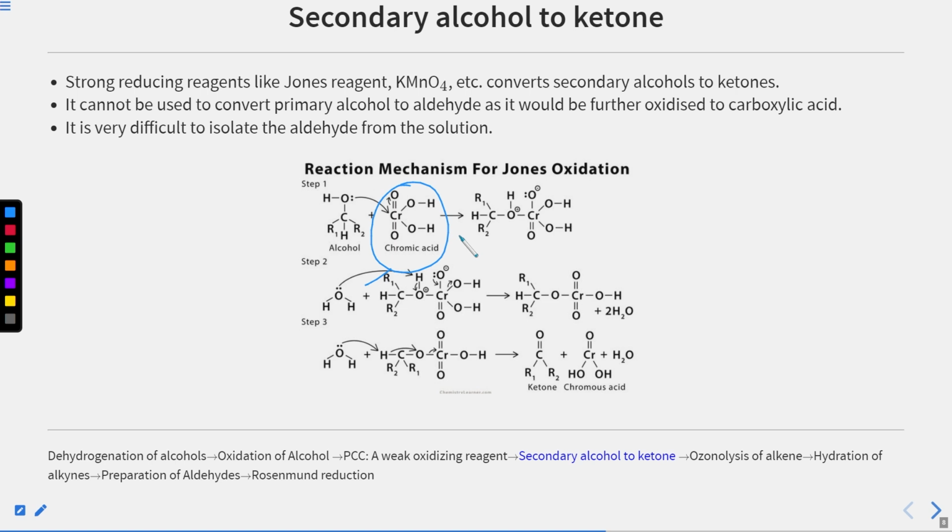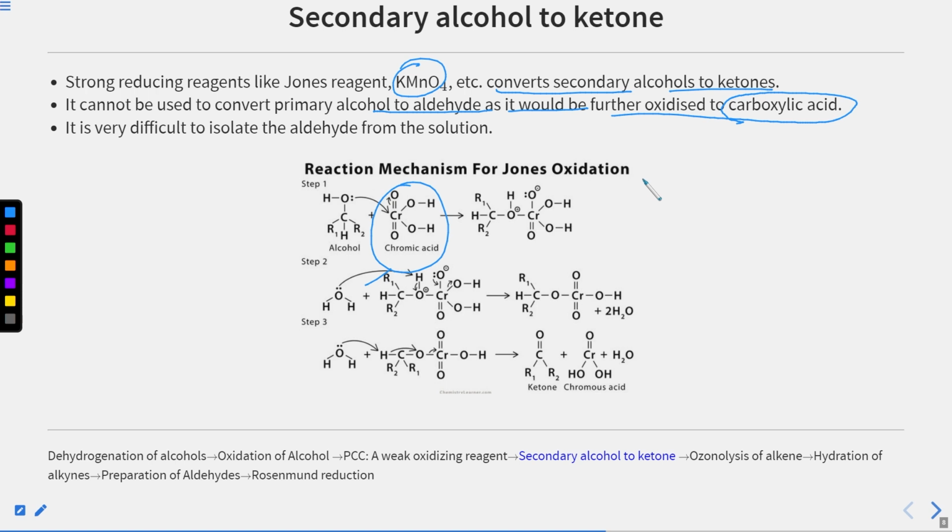But for a ketone to be converted into carboxylic acid, a C-C bond has to be broken, and that requires very harsh condition. It cannot be done under this weak oxidizing agent. Therefore, we can use this to convert our secondary alcohol into ketone, or we can use KMnO4 also. So it converts your secondary alcohol to ketone. The same thing is written here, that it cannot be used to convert your primary alcohol to aldehyde, as it would be further oxidized to your carboxylic acid.